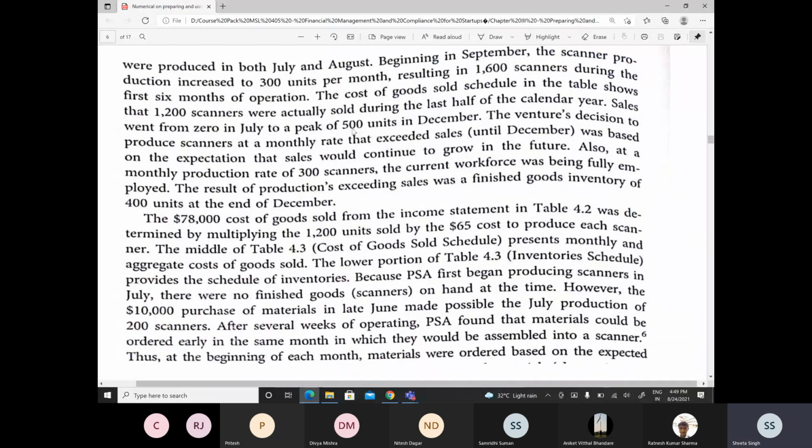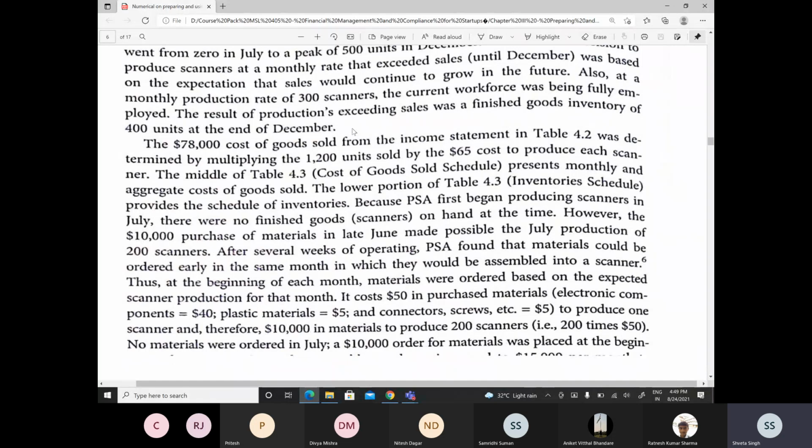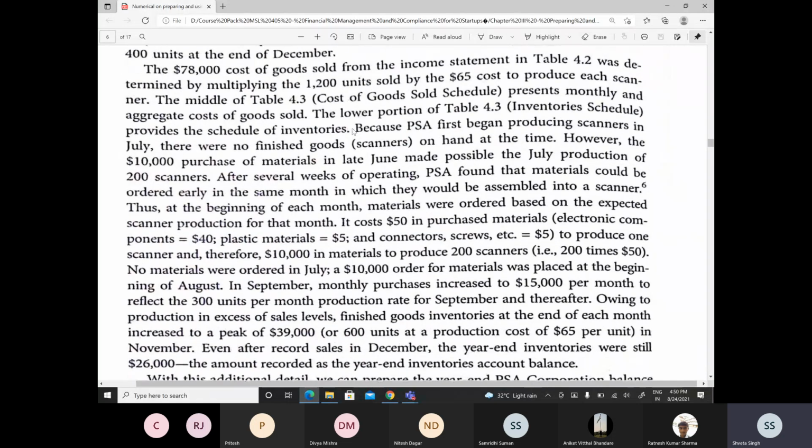The $78,000 COGS from the income statement in table 4.2 was determined by multiplying the 1,200 units sold by the $65 cost to produce each scanner. The middle of table 4.3 presents monthly and aggregate cost of goods sold. The lower portion of table 4.3, the inventory schedule, provides the schedule of inventories. Because PSA first began producing scanners in July, there were no finished goods or scanners on hand at that time. However, the $10,000 purchase of materials in late June made possible the July production of 200 scanners.